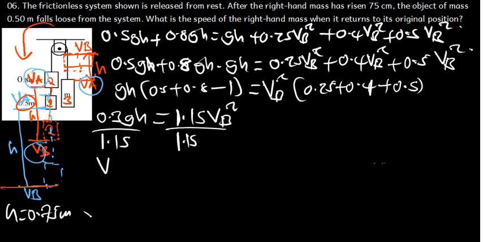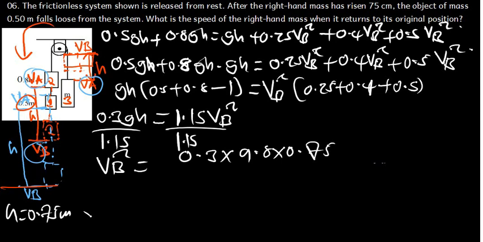So I'm going to have VB squared to be equal to 0.3 times G, which is 9.8, times the H, which is 0.75, then I divide it by 1.15. Okay, now let's see. So the VB squared is going to be, I have 0.3 times 9.8 times 0.75, so I'm getting 2.205. I divide this by 1.15.